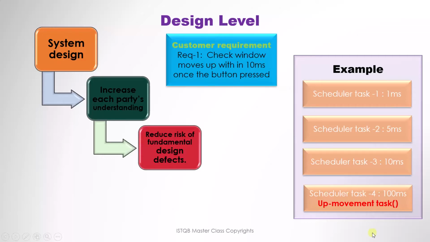So the function needs to be in one of the first 3 scheduler tasks for it to work. As the design is right now, the window will move in 100 milliseconds, not 10 milliseconds. So the function needs to be placed in scheduler tasks with 1 millisecond, 5 milliseconds, or 10 milliseconds to satisfy the customer requirement. It's only by performing a review of this type of design that we can spot this mistake.